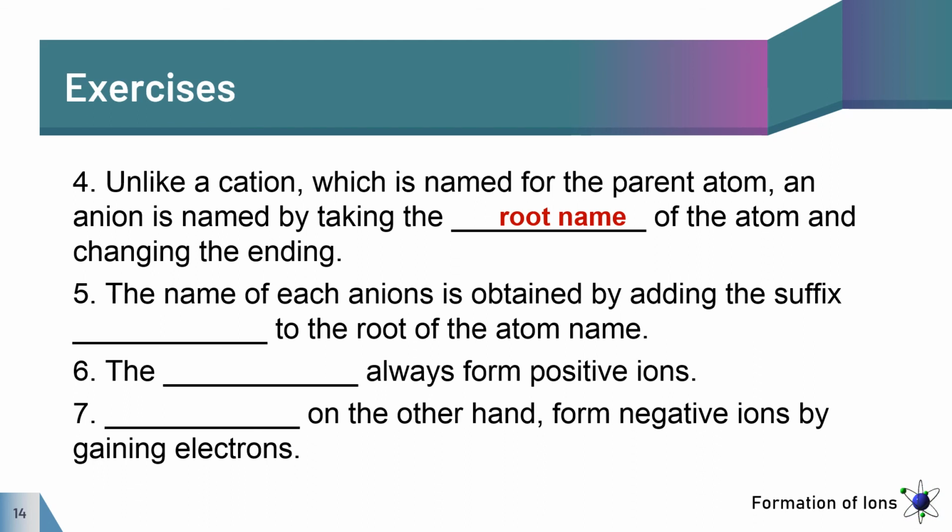Number 5. The name of each anion is obtained by adding the suffix blank to the root of the atom name. This is IDE. Number 6. The blank always form positive ions. The answer is metals. For number 7, blank on the other hand form negative ions by gaining electrons. This is nonmetals. That ends our lesson for today.